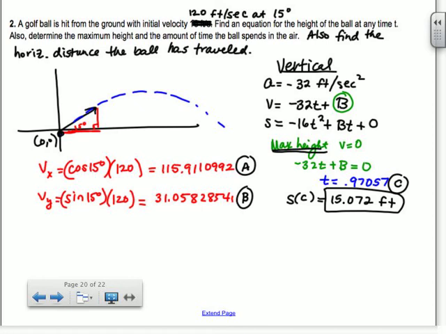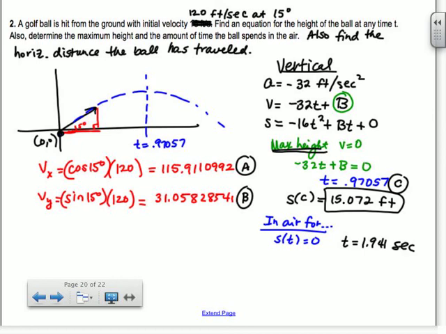All right, so we found the max height, now the amount of time that the ball spends in the air. So how long would it be in the air for? Yeah, you can set the position equal to 0 and solve. What you could also do, since this is a parabola, if this was at t equals 0.97057, just multiply by 2, right? You should get the same thing. So take the c value that we had and multiply by 2. So you should get t equals 1.941 seconds.